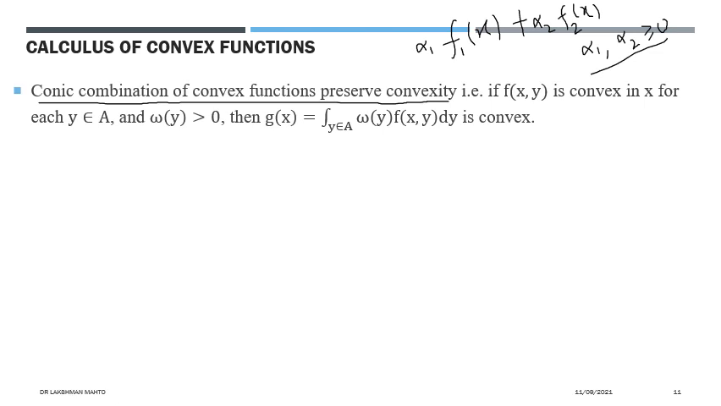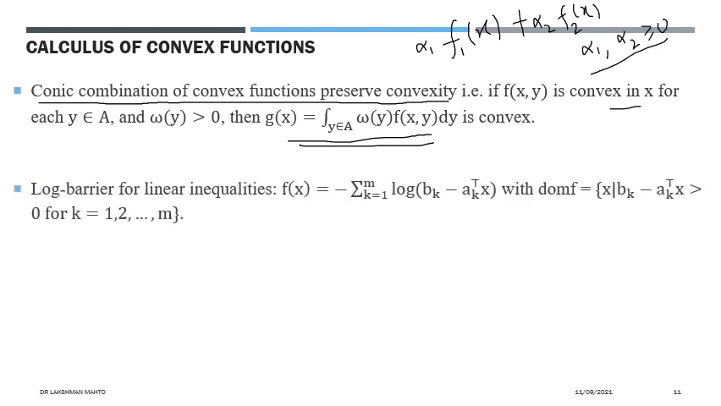That conic combination can be generalized. If you take the coefficients in a continuum fashion, then it can be written as an integral. Here y is the index. You take the non-negative multiple of f of x, and the summation is converted into integration. So if f of x, y is convex in x, we are just talking about convexity in x, and you take all possible conic combinations with positive weights, then this integral would also be convex. It is generalized from the convex combination.